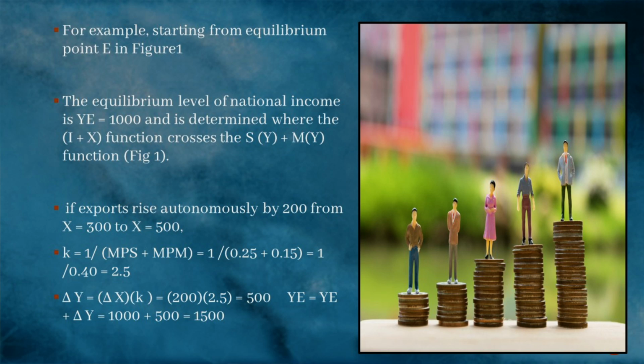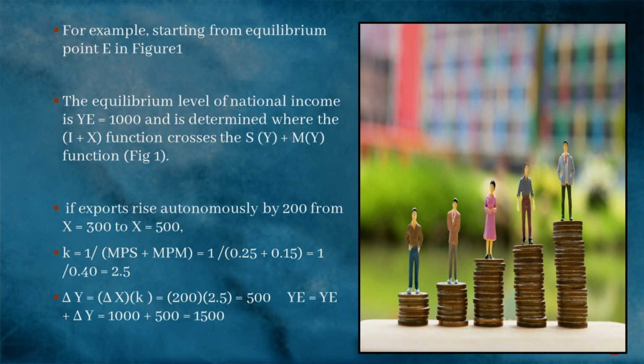If we assume that MPS is equal to 0.25, out of every 100 rupees you save 25 rupees, and MPM, the marginal propensity to import, is 0.15, that means out of every 100 rupees you spend 15 rupees on import. Both are leakages, so you add them together and get 1 by 0.40, which gives us 2.5. So the change in income is the change in export into the foreign trade multiplier. Our change in export was 200 into 2.5, which is 500.